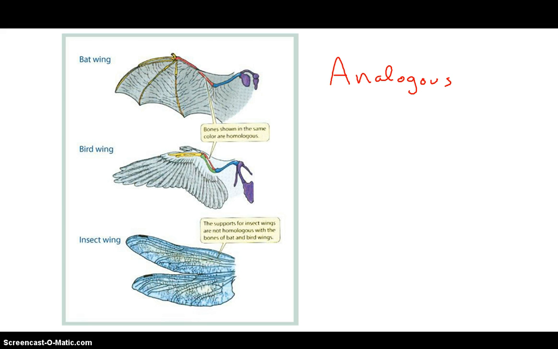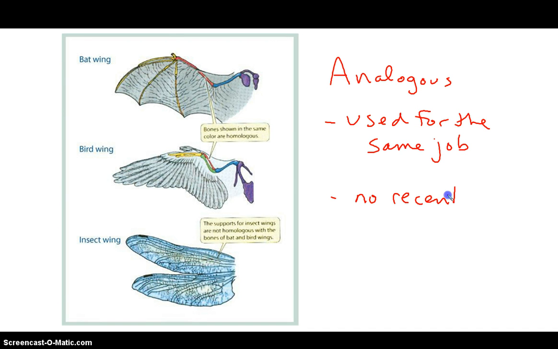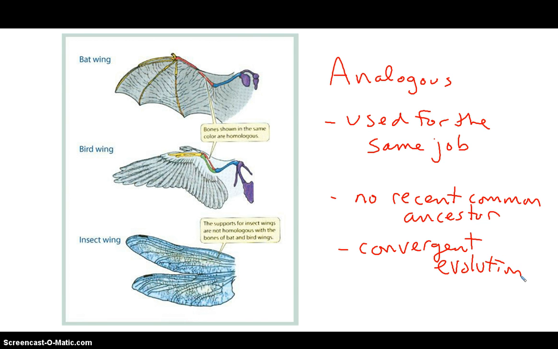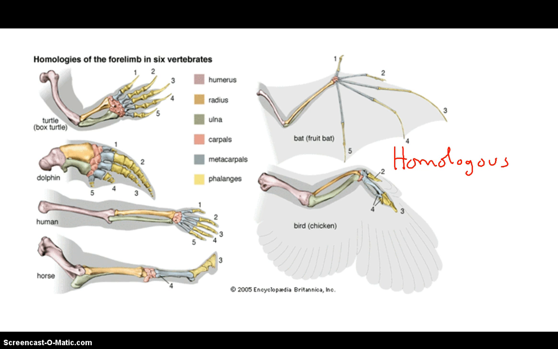They came from a common ancestor and have diverged from there. So analogous structures, again, just to reiterate and wrap it up: the bat wing, the bird wing, and the insect wing are used for the same job, in this case flying. They look similar, but they don't have a recent common ancestor. So they're an example of what we call convergent evolution.